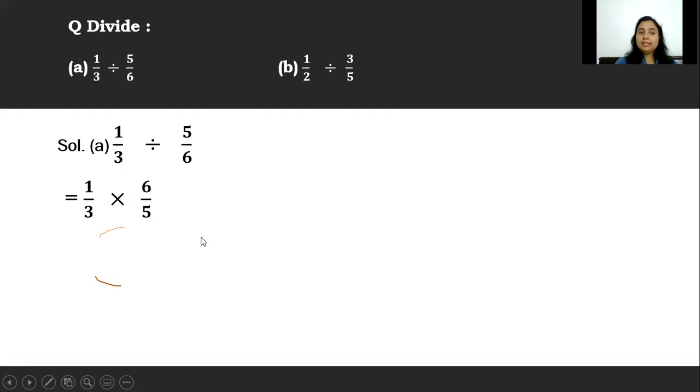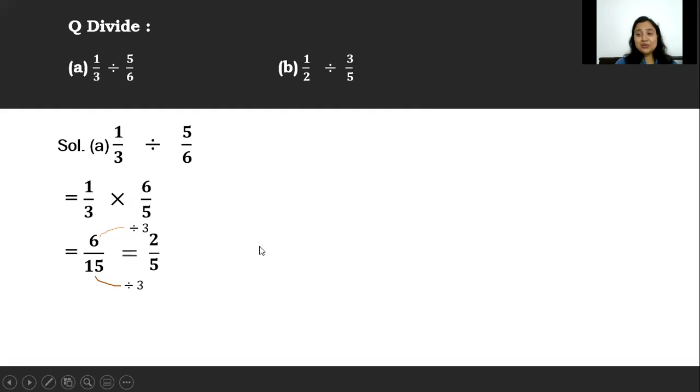Now do the multiplication. 6 ones are 6, 5 threes are 15. Now we can reduce this further. We can divide both of them by 3. Okay. If you divide 6 by 3, what will you get? 2. And here you'll get 5. Just write it. This is your answer.